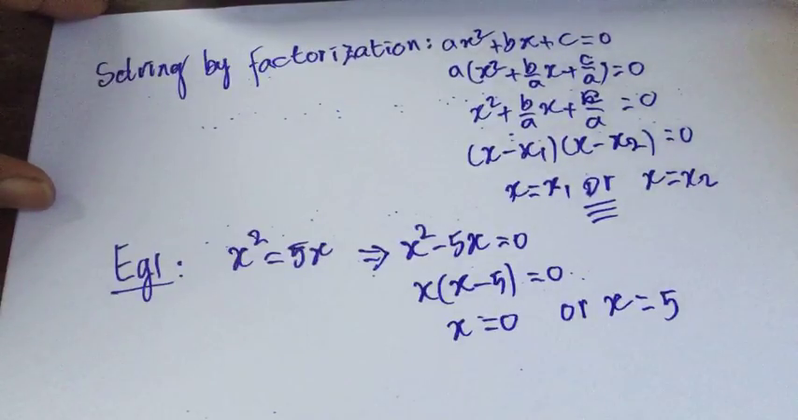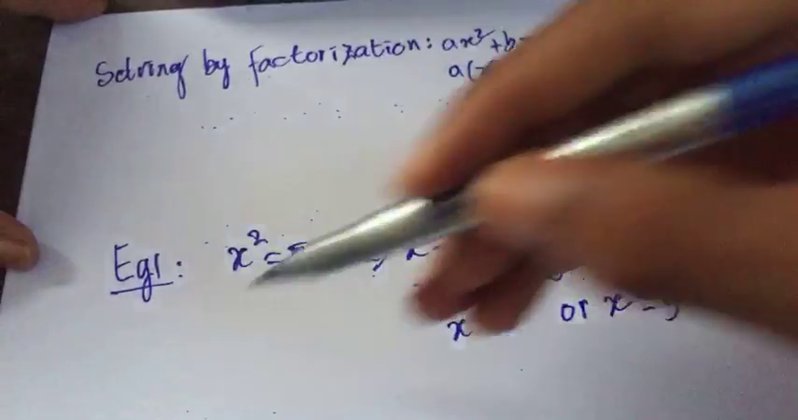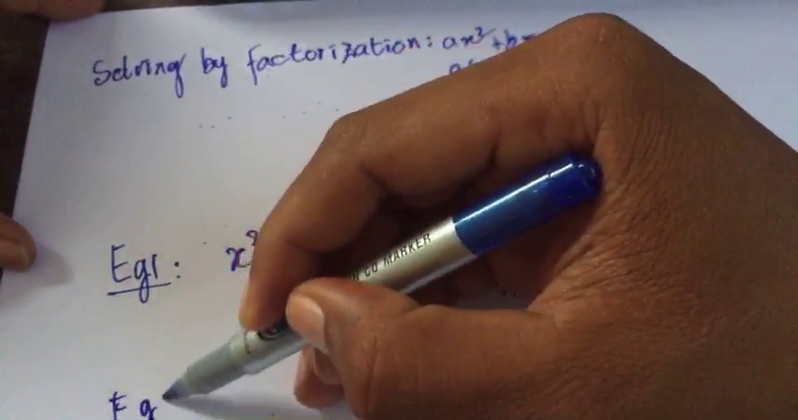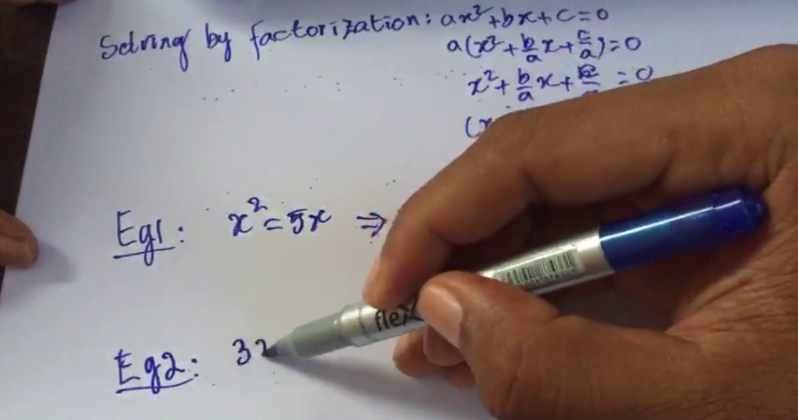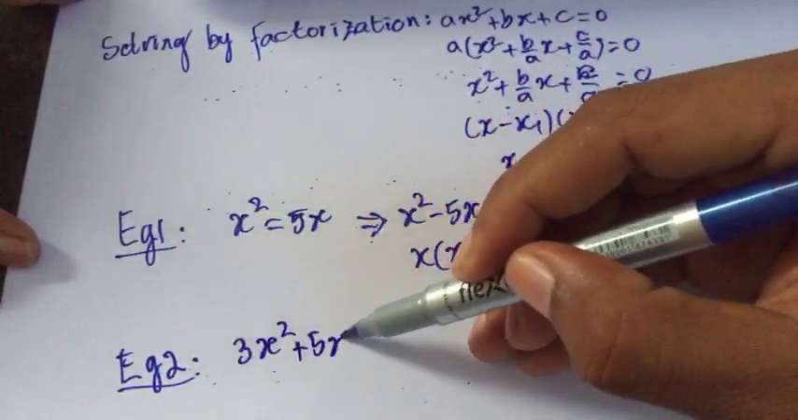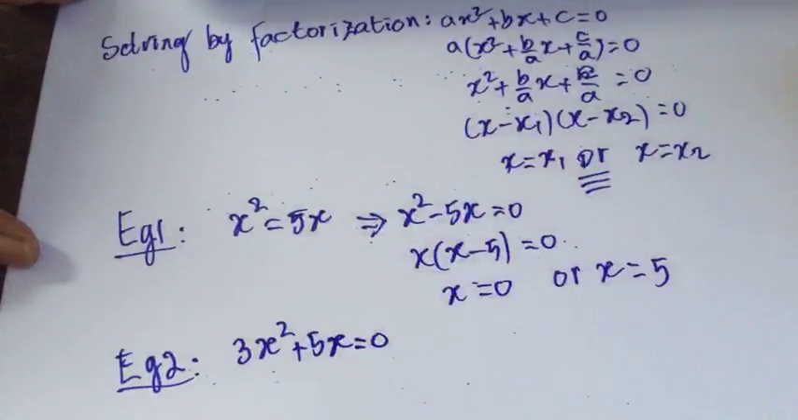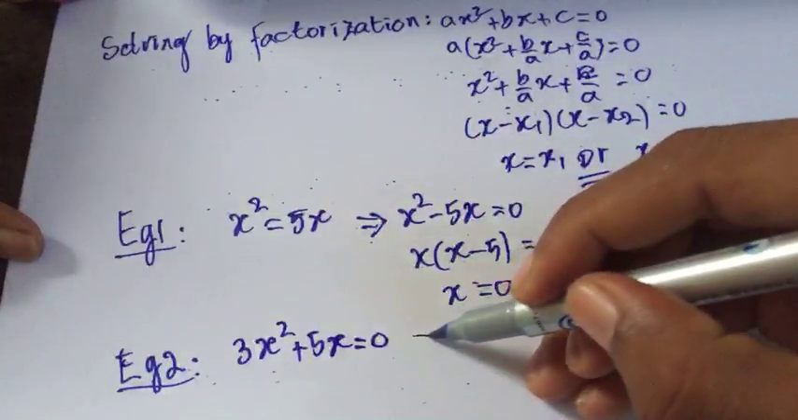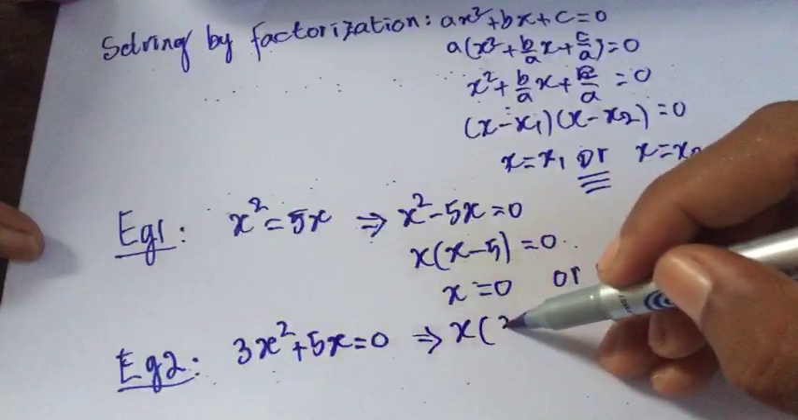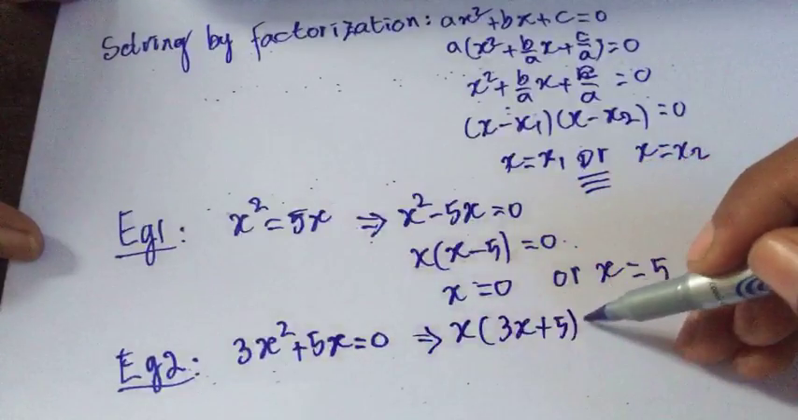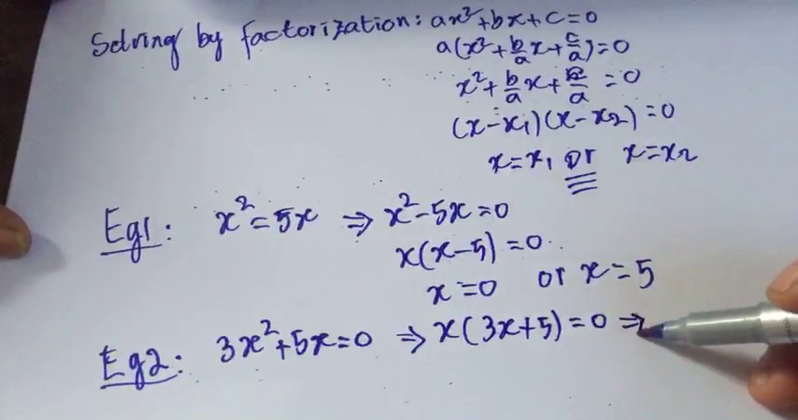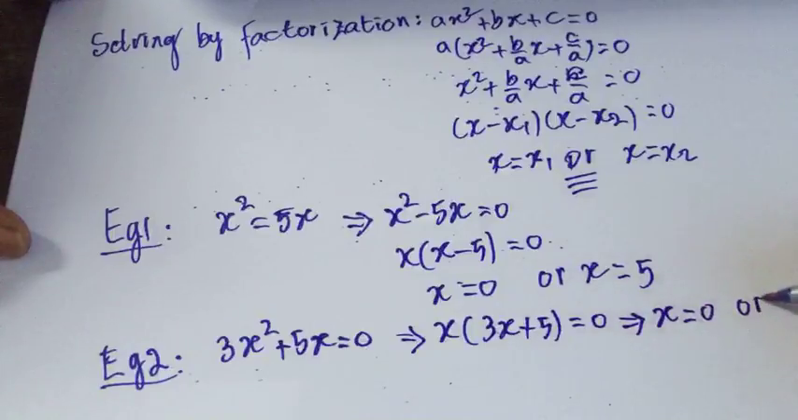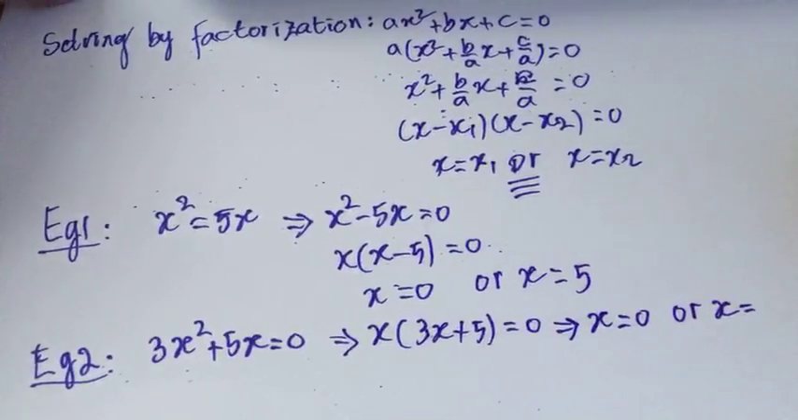Now we have example 2: 3x squared plus 5x equals 0. How can we solve it? We can factorize x(3x plus 5) equals 0, and then we find that x equals 0, or x equals minus 5 over 3.